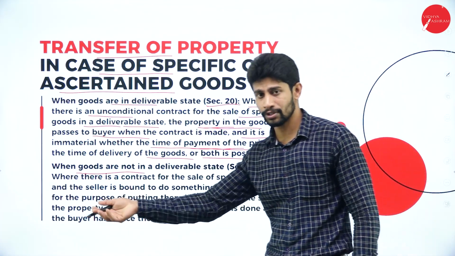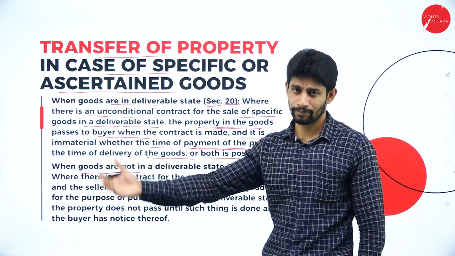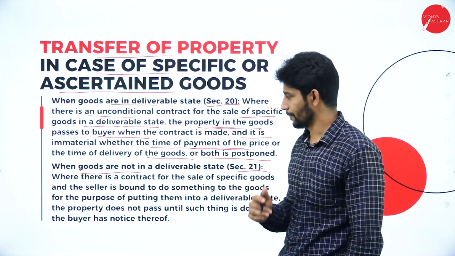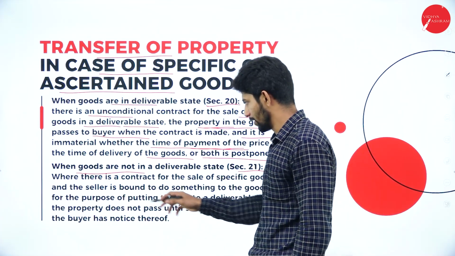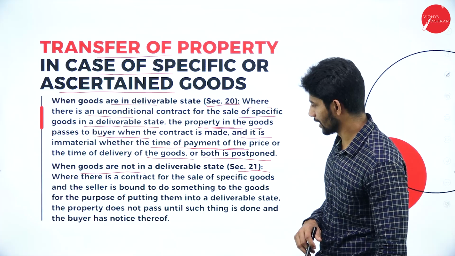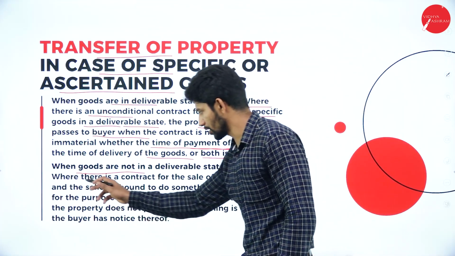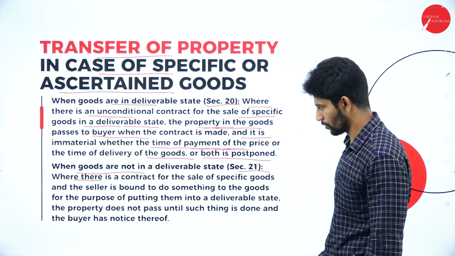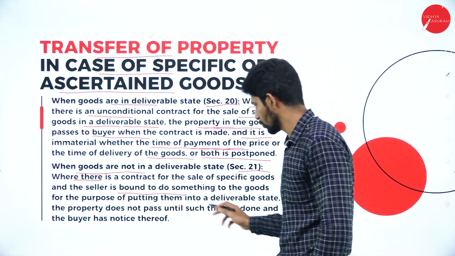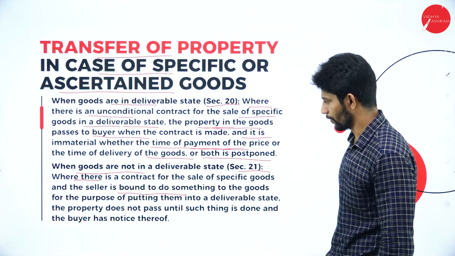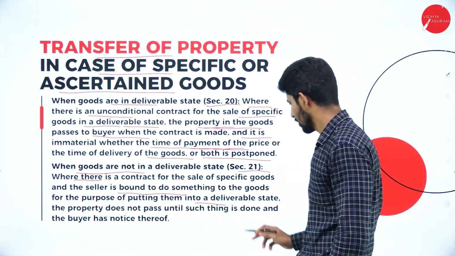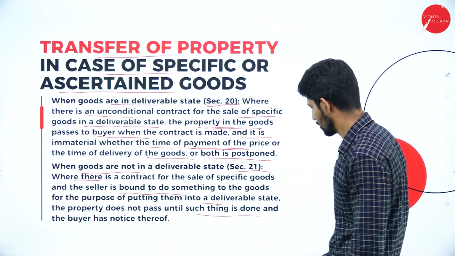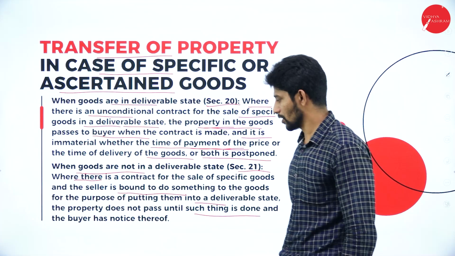Even though the time of delivery or the time of payment is postponed, the ownership of the goods will be transferred to the buyer. But under section 21, when goods are not in a deliverable state, in what situation? Where there is a contract of sale of specific goods and the seller is bound to do something to the goods for the purpose of putting them into a deliverable state, the property does not pass until such thing is done and the buyer has notice thereof.